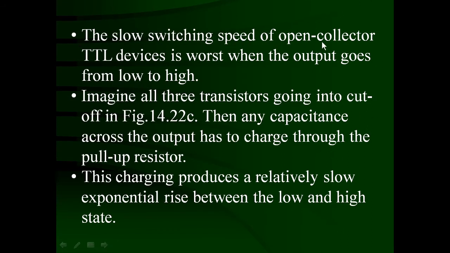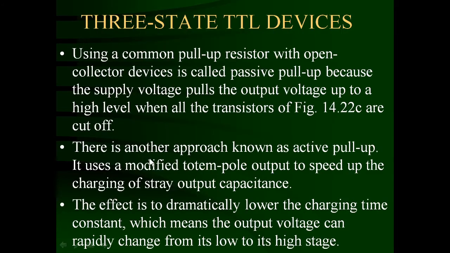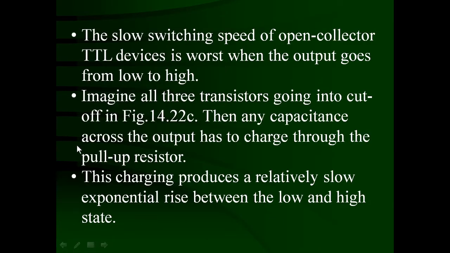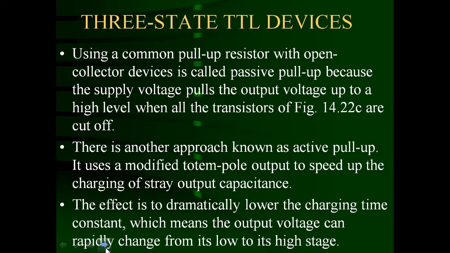The slow switching speed of open collector TTL devices is worst when the output goes from low to high. Imagine all three transistors going into cutoff in figure 14.22c. Then any capacitance across the output has to charge through the pull-up resistor. This charging produces a relatively slow exponential rise between low and high states. And that's why this is the disadvantage of open collector TTL.